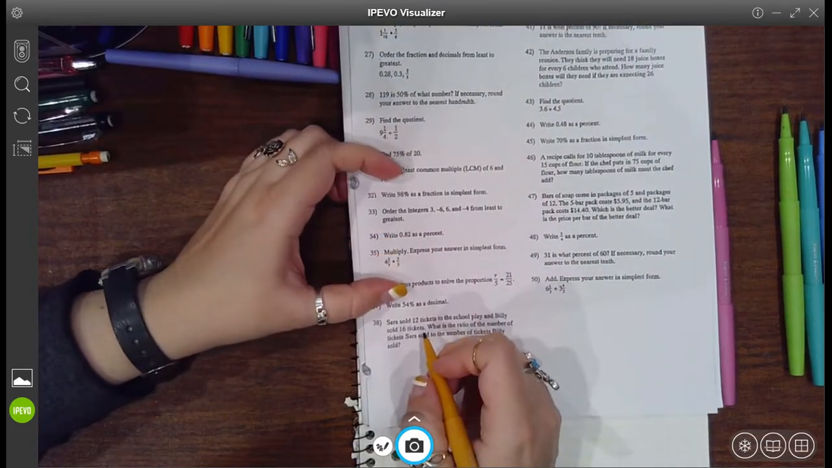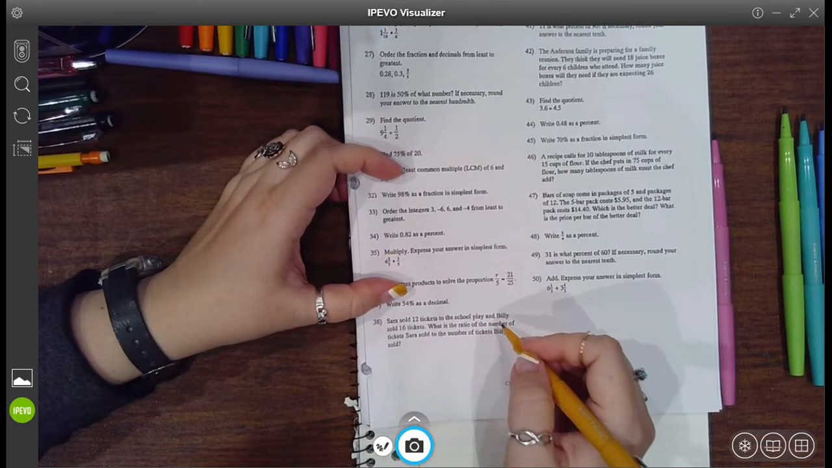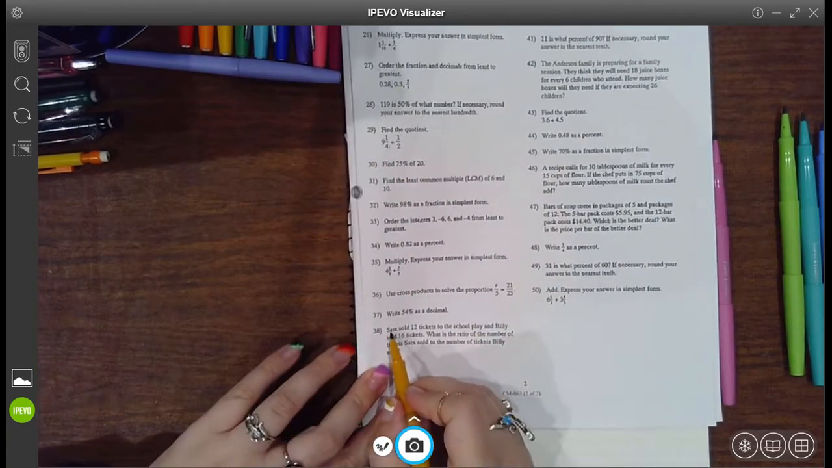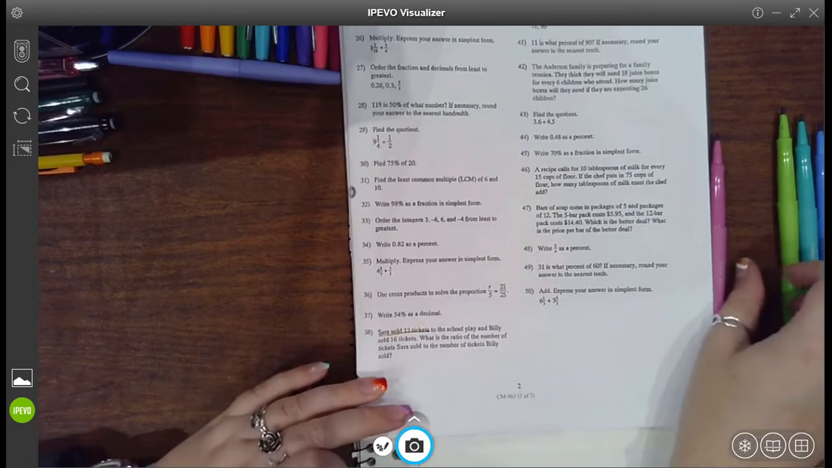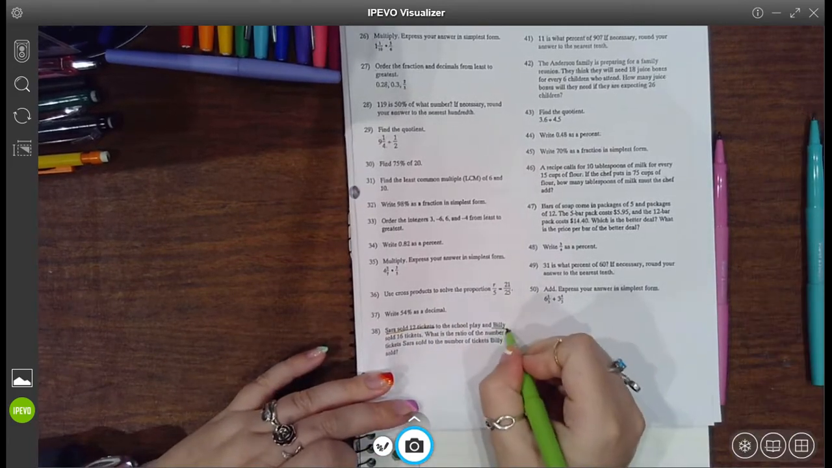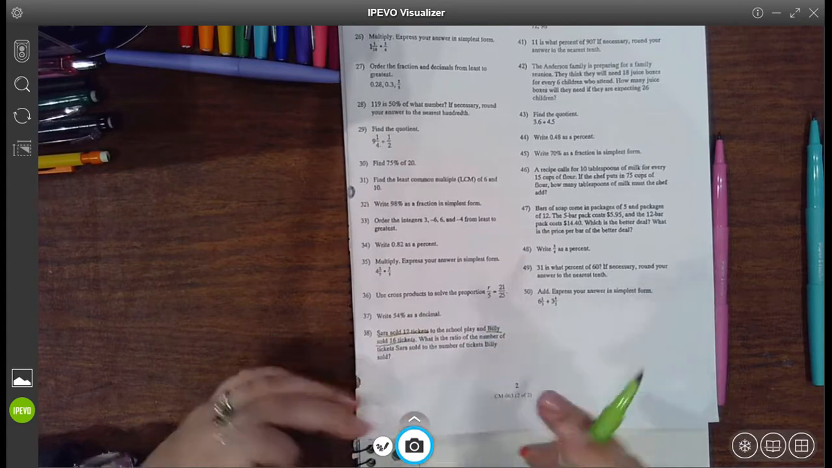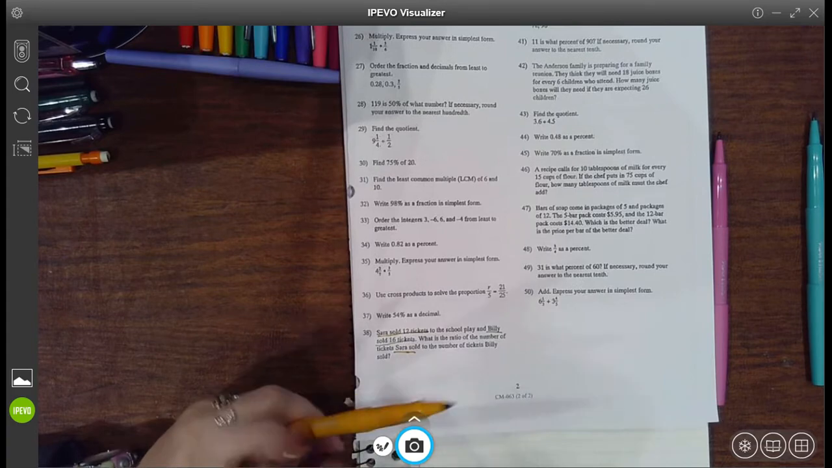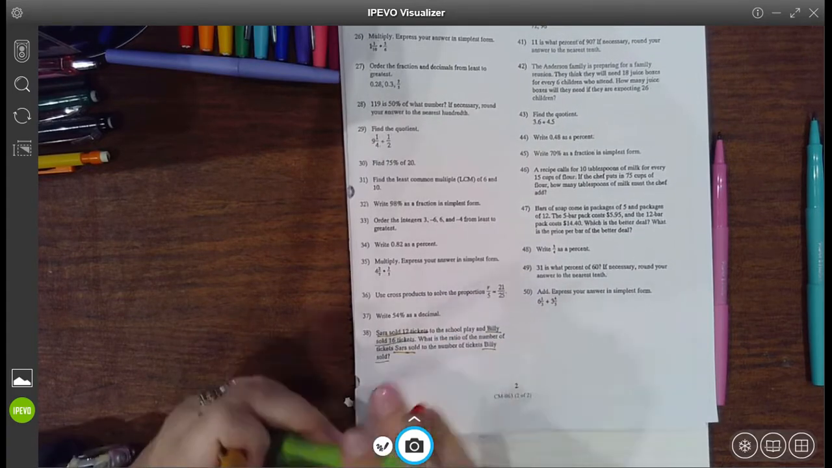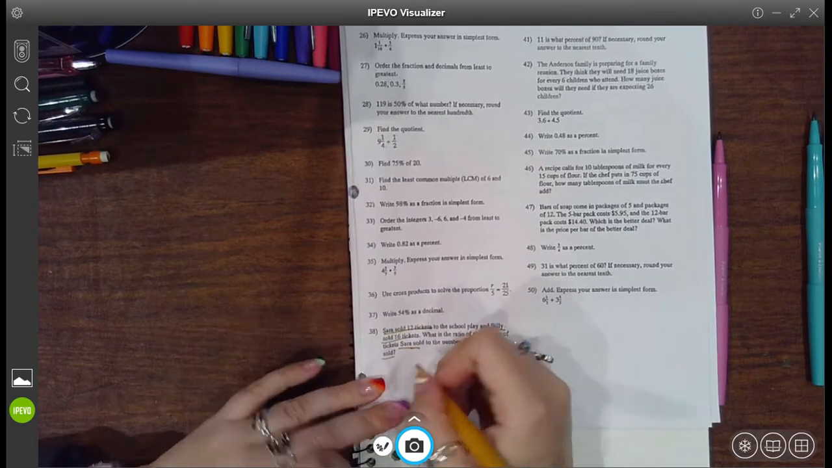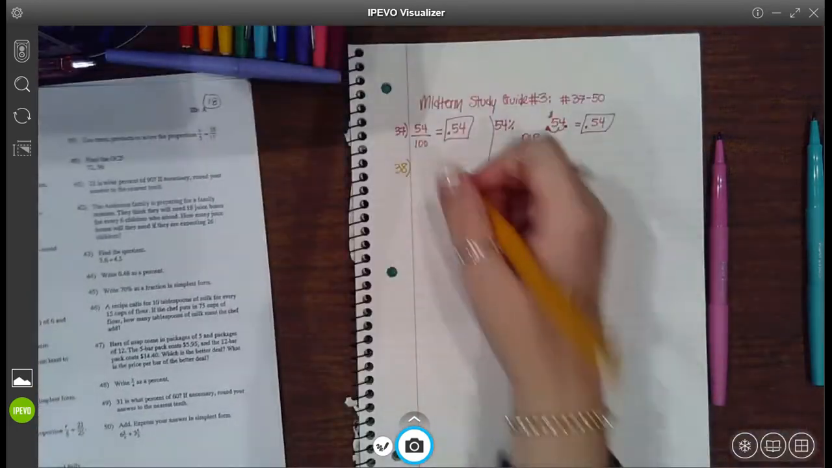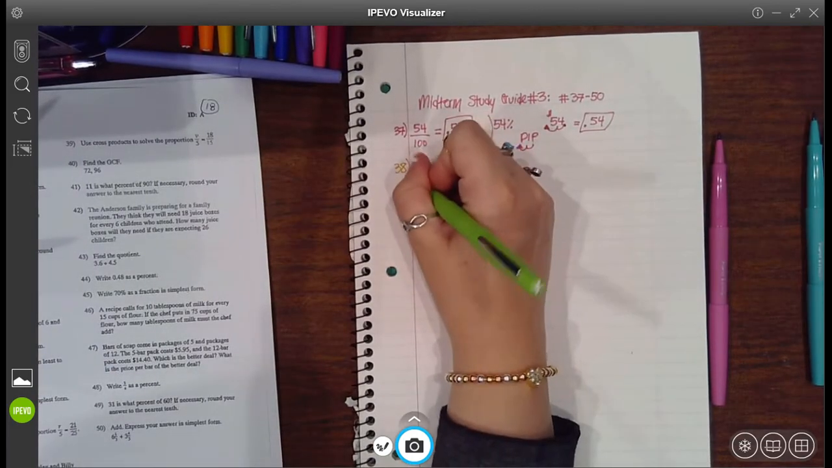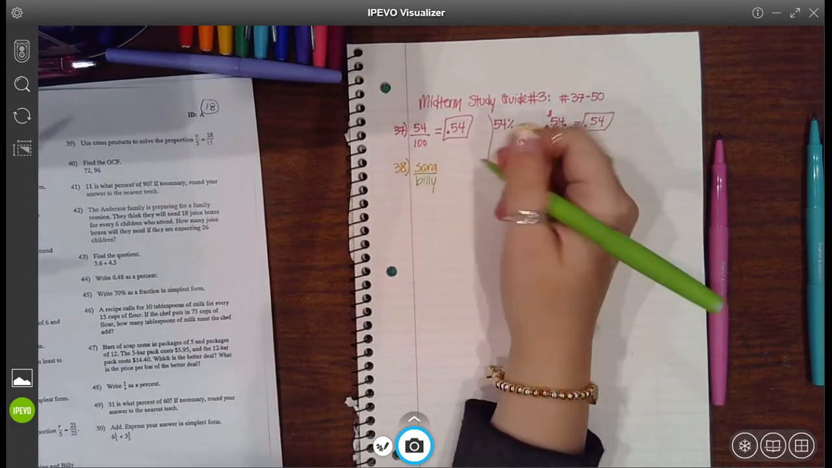says, Sarah sold 12 tickets to the school play and Billy sold 16 tickets. Okay, so we're talking about Sarah sold 12. Billy sold 16. What is the ratio of the number of tickets Sarah sold to the number of tickets that Billy sold? Okay, so it wants the ratio of Sarah to Billy, right? So I want Sarah over Billy.